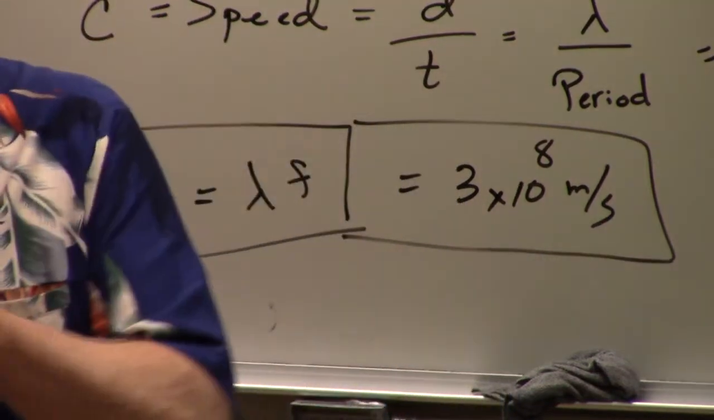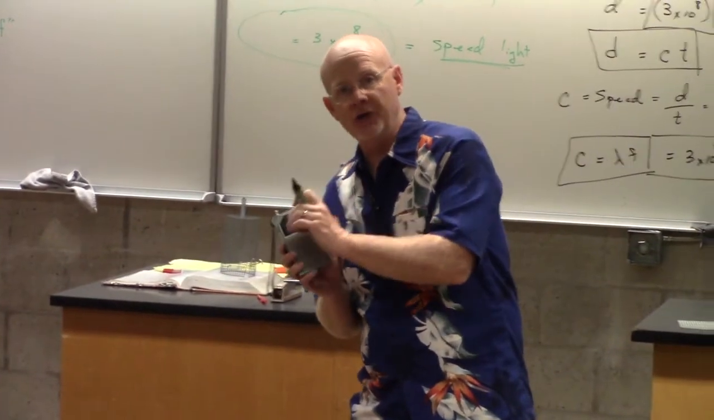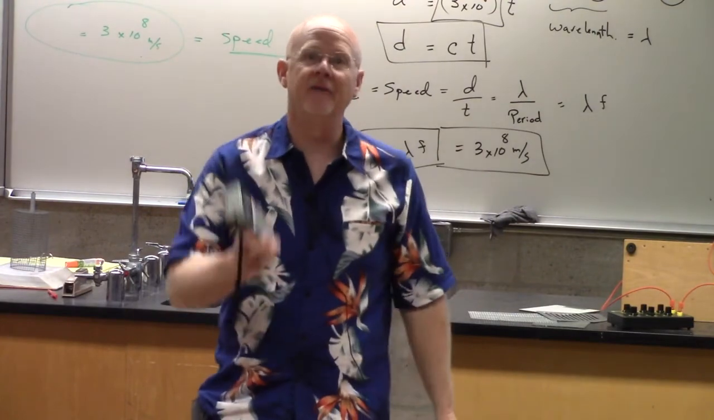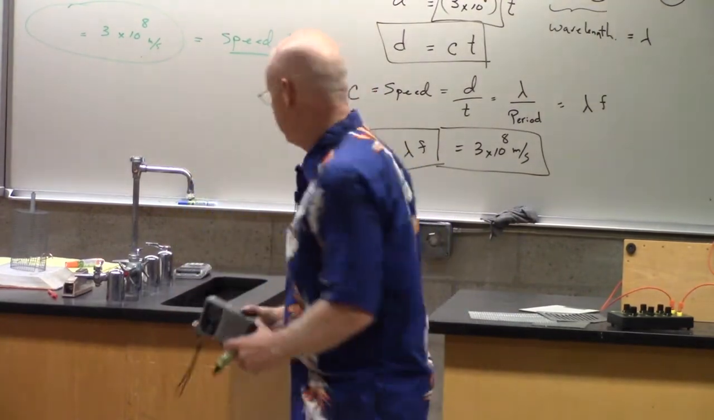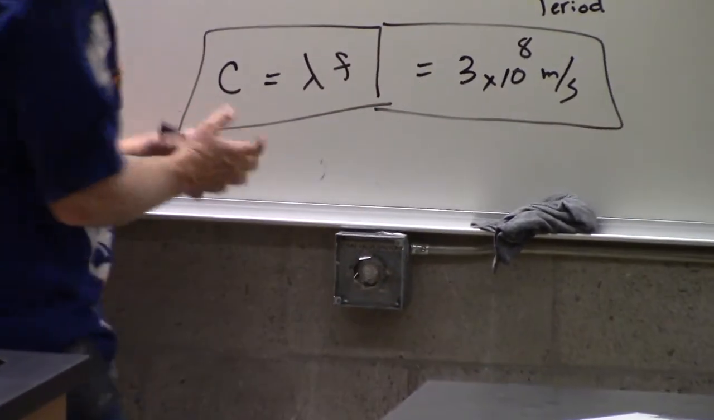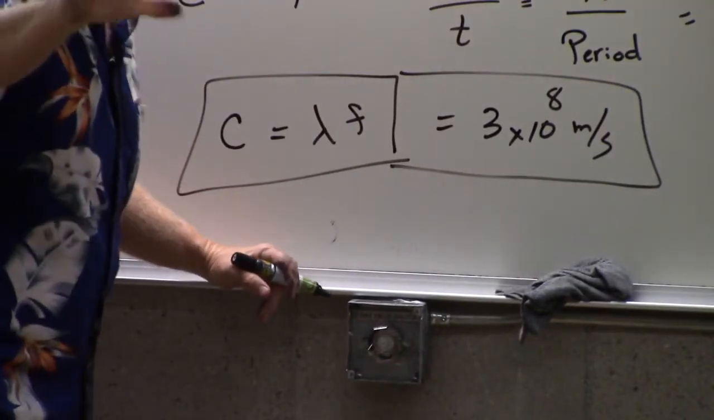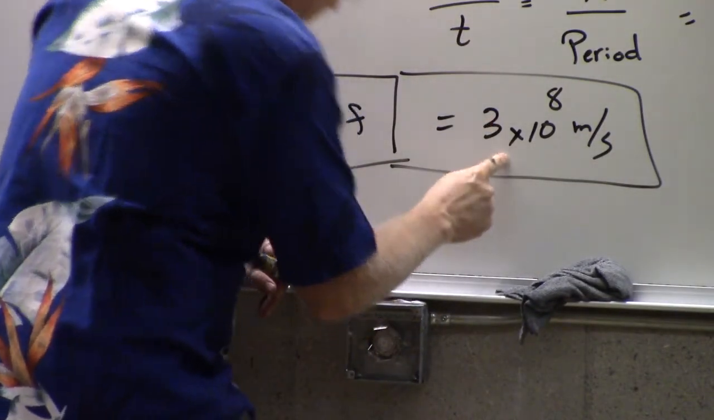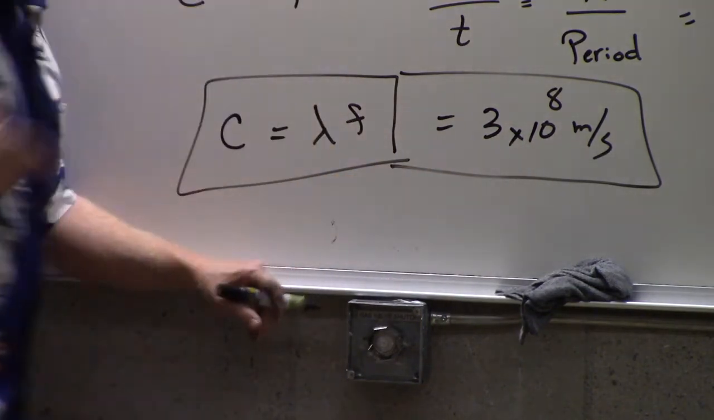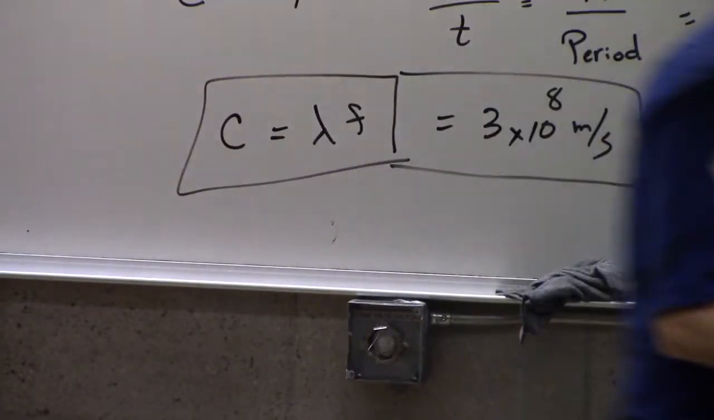This radio is tuned to a frequency of 1.2 megahertz. What is the wavelength of these radio waves? And so hopefully you can see that I just gave you the frequency, and what you're supposed to know is that they travel at this speed, therefore you can divide by the frequency and get the wavelength. I could change the numbers, but it's the same logic.